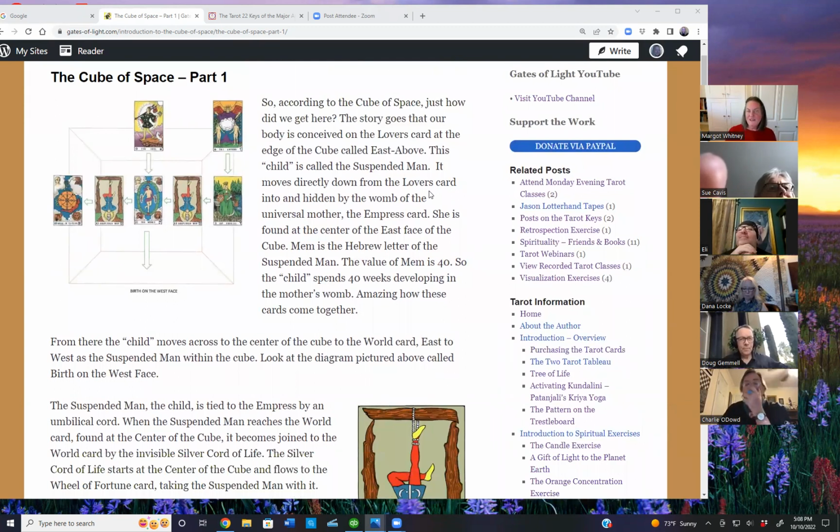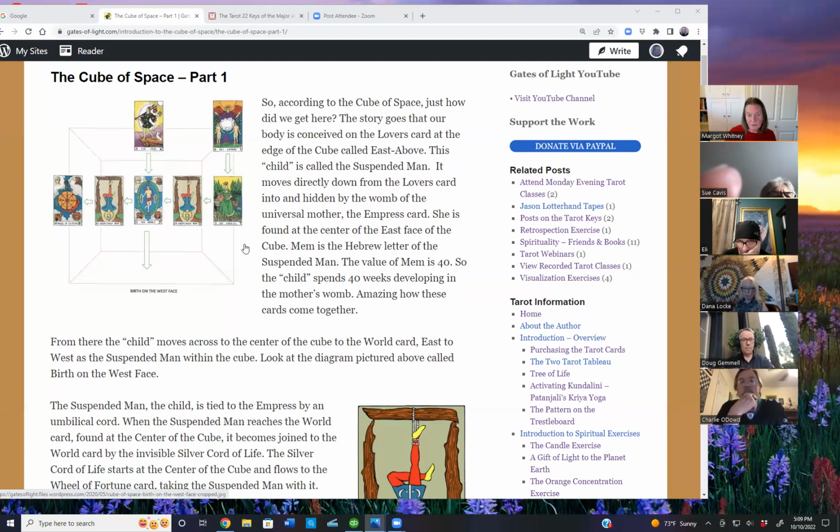So here we go. According to the cube of space, just how did we get here? The story goes that our body is conceived on the lover's card at the edge of the cube called east above. That's up here. This child is called the suspended man. It moves directly down from the lover's card into and hidden by the womb of the universal mother, the empress card, right here. She is found at the center of the east face of the cube.